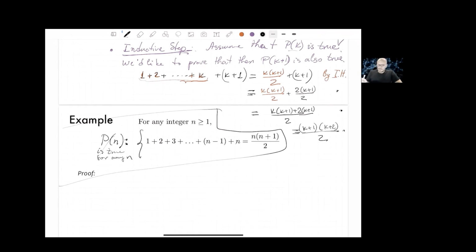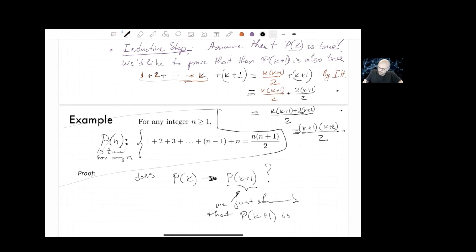So, what happens? What am I concluding here? Have I just proved the implication that pk implies pk plus 1? Does pk imply pk plus 1? Have I proved it? Well, yes, I proved it because I've shown that pk plus 1 is true.